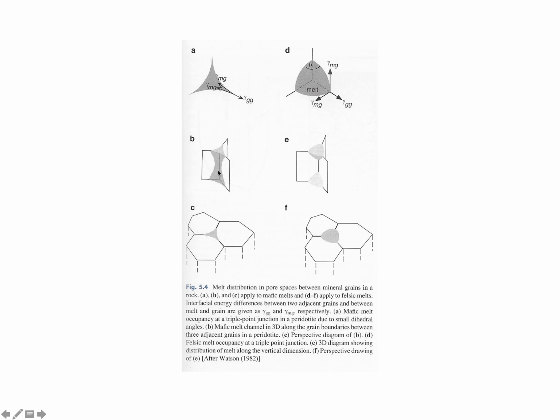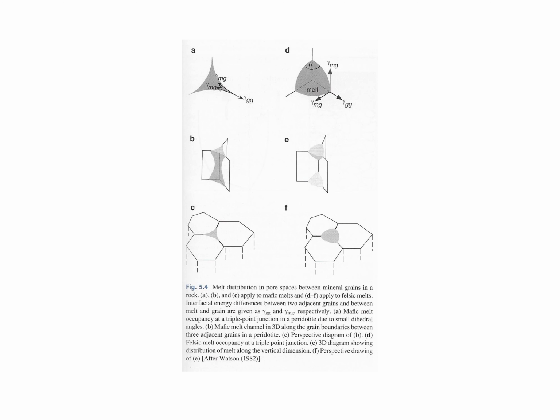So, and that is how the melt will be formed in pore spaces in minerals, depending on whether we are talking about a mafic rock, which is silica undersaturated, or a felsic rock, which is silica saturated. So then we are going to D. We have felsic melt occupancy at a triple point junction. That is then this one, yeah. And there we have much bigger angles, yeah.